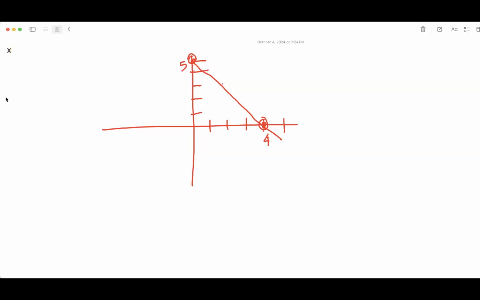Also note, guys, when a line goes down, the slope is negative. Did you all observe, when a line goes down, the slope is negative. When a line goes up, the slope is always positive.